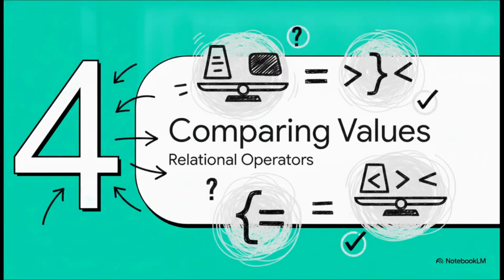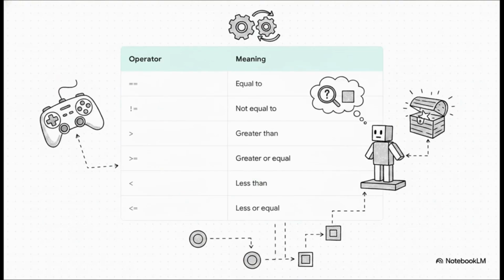Let's pivot to Section 4, comparing values in C++ using relational operators. Relational operators basically allow the computer to make comparisons. They analyze whether values are mathematically equal, not equal, greater than, or less than one another. When you're building games, writing control flow loops, or setting up complex if statements, these are the exact tools you use to trigger events. You're essentially asking the program to investigate the data it holds and report back to you.